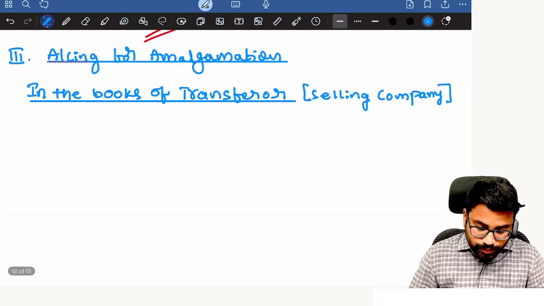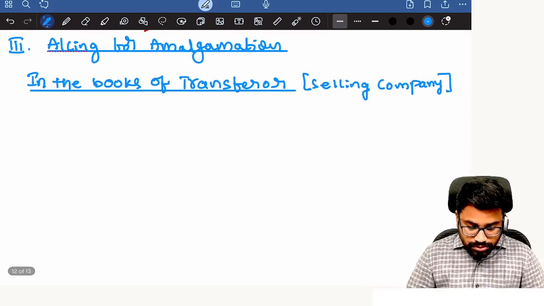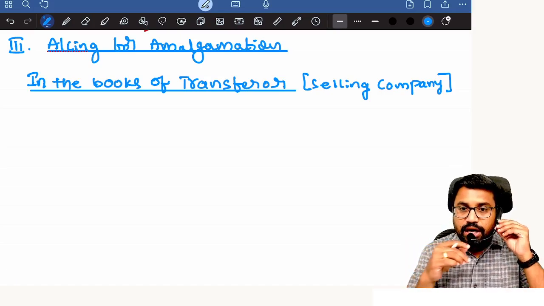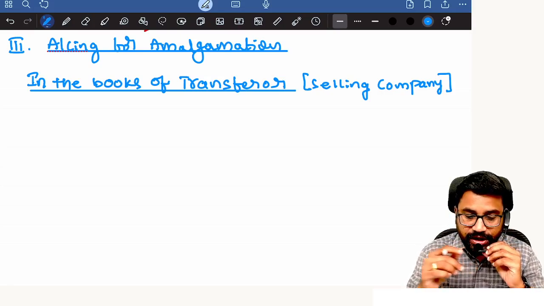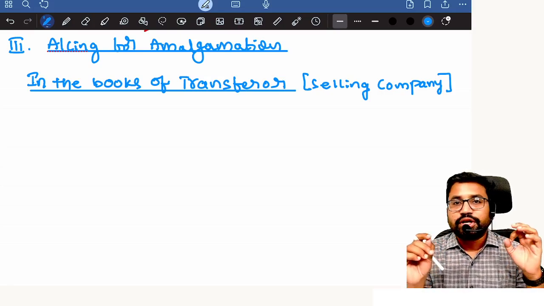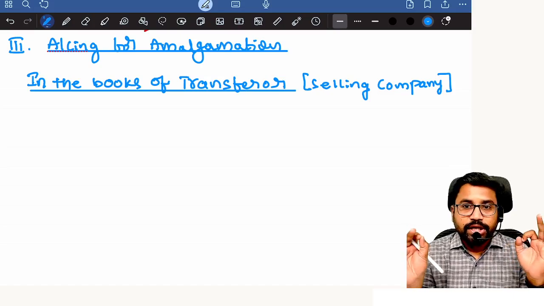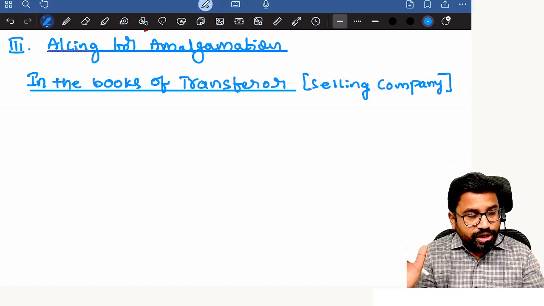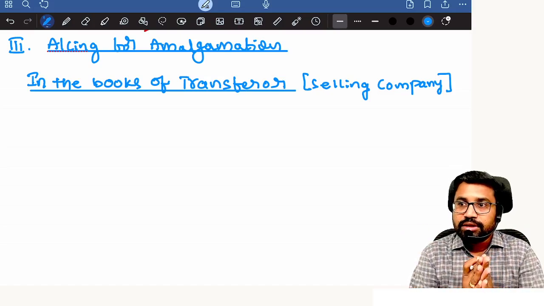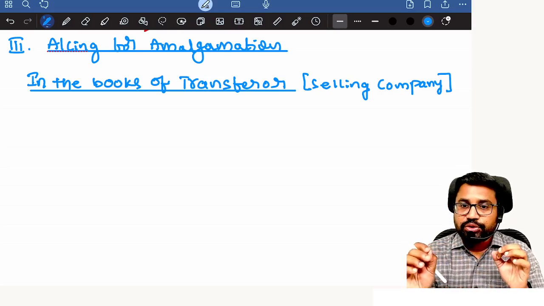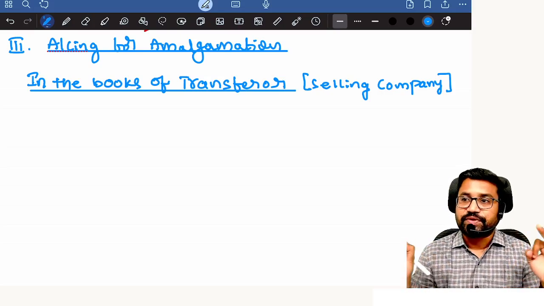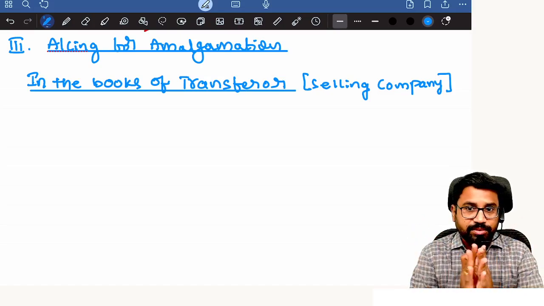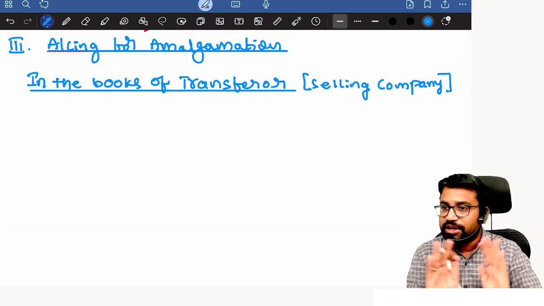Now, in amalgamation, sir, what is the accounting treatment we do in the books of transferor? The accounting treatment is quite simple. Transferor company is going to be liquidated and it is no more in existence. Therefore, simply you need to close the books of accounts of transferor company, irrespective of type of amalgamation. Here type of amalgamation will not be applicable.